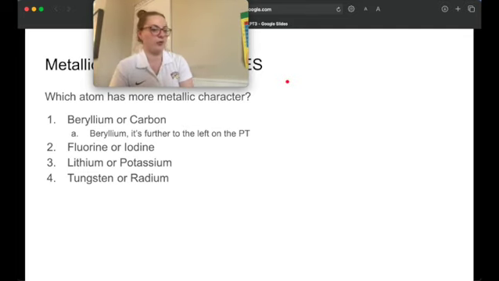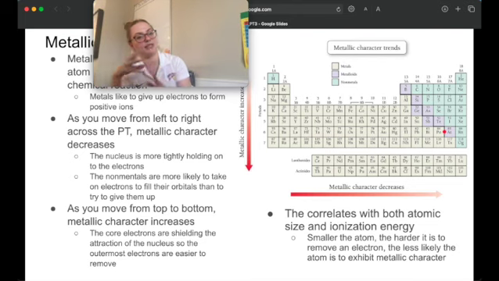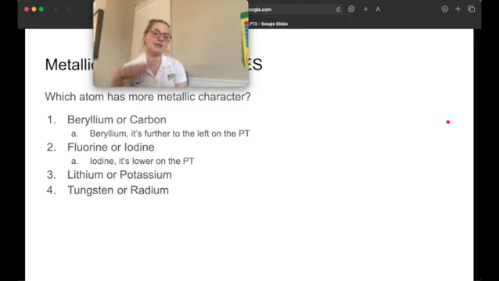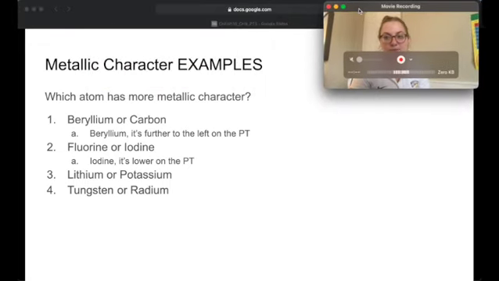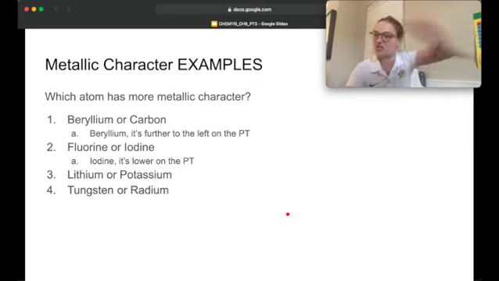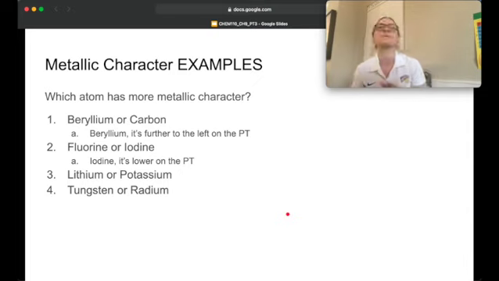We can compare fluorine and iodine as well. So fluorine's up here, iodine's down here. I want to compare the metallic character of those two. Because iodine is lower down on the periodic table, it's going to have more metallic character technically. So iodine's lower on the periodic table, exhibits a little bit more metallic character. All right, so again, I'm going to leave you with those last two there so that you can do them on your own. Please do it. Please quiz yourself. The answers are in the slides.